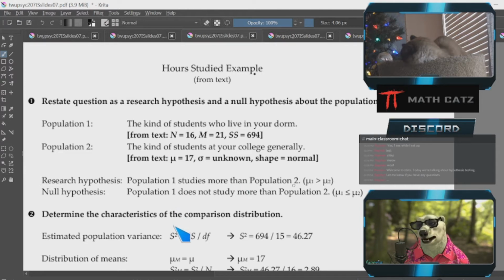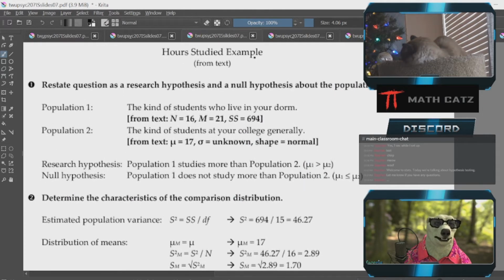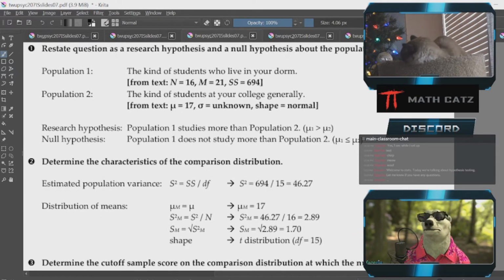We'll keep going. I need to first estimate the population variance. Okay, I'm just going to do it with the mouse because I just want to scroll. There we go. And we'll skip on drawing anything too fancy. We have to calculate the population variance estimate.